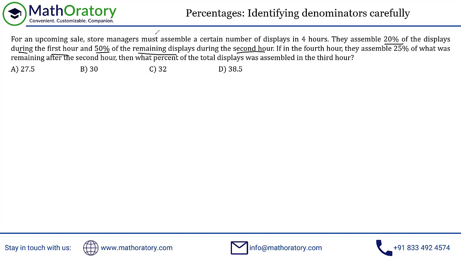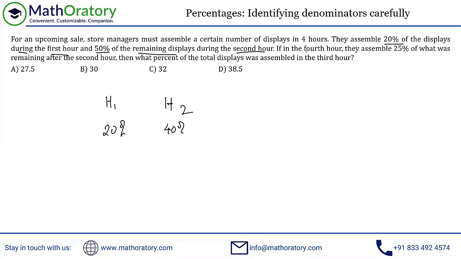Let's quickly figure this out. There's nothing too much to this problem. So in the first hour, we are assembling 20% of the displays. So there are 80% remaining. In the second hour, we are finishing 50% of the remaining displays. Now we already figured this out. So it's 50% of 80% of the displays, right? And 50% of 80 is 40%. So basically what we have is 40% in the second hour.